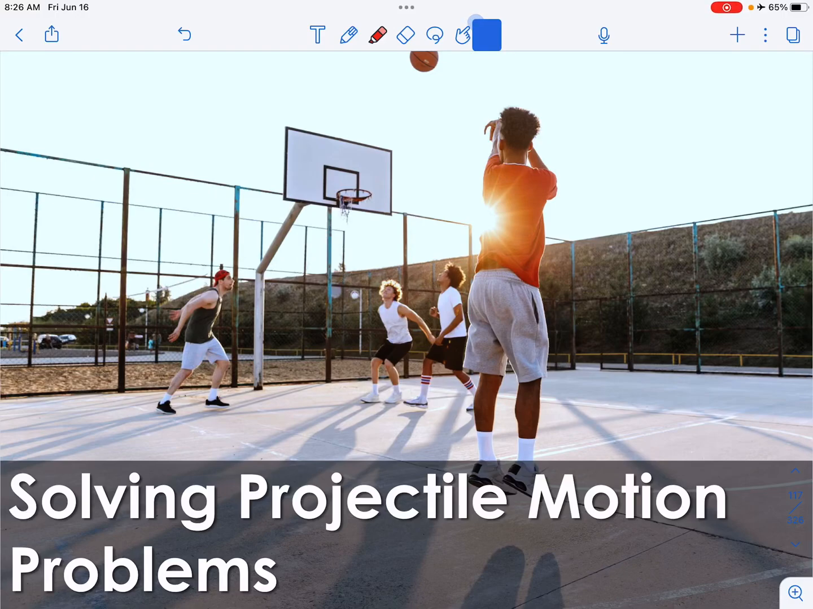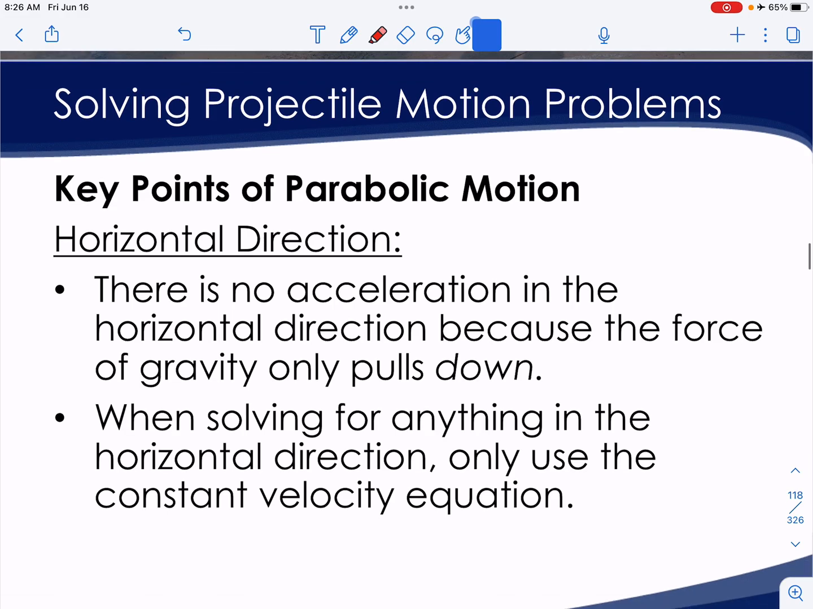Welcome to 2D kinematics, solving projectile motion problems. So in the last lesson, we learned about projectile motion and how we break it into the X and Y components. And now we're going to dive in and actually try to solve a couple of problems.